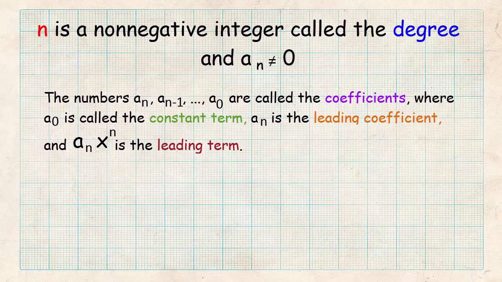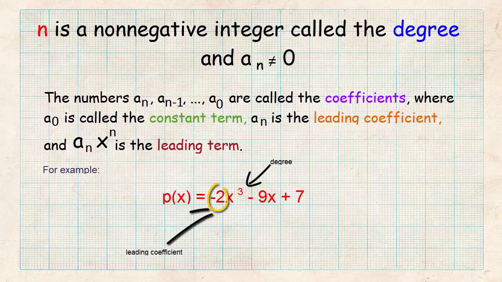term, a_n is the leading coefficient, and the term a_n x to the n is called the leading term. For example, the polynomial p of x equals negative 2x cubed minus 9x plus 7 has degree 3, has a leading coefficient of negative 2, and has a constant term of 7.